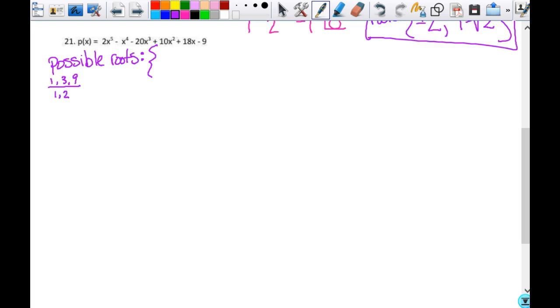I'll start with my whole numbers because I'd like to try those first in here anyway. So I'm going to do 1 over 1, so that's plus or minus 1, plus or minus 3, plus or minus 9. Then I've got plus or minus 1/2, plus or minus 3/2, and plus or minus 9/2.